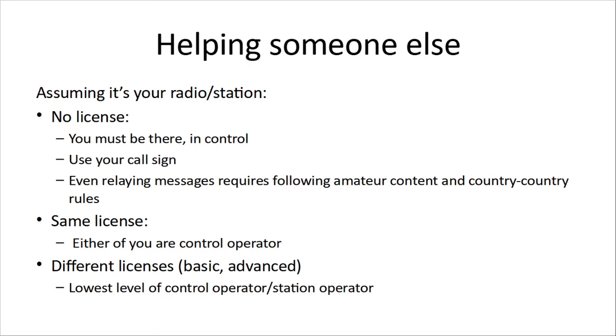Okay. If you are letting somebody else use your radio who has the same license as you, either of you can be the control operator. So you can use your call sign, that person can use their call sign, even though it's on your radio. If you have different licenses, one of you has basic, one of you has advanced, the rules applicable are the ones for the lowest level of control operator or station operator. So if I'm operating the station and I have a basic license, but it's the station of an advanced operator who has more power and stuff than I have, I have to follow the rules and only operate that thing at the power level I'm allowed to operate it at.